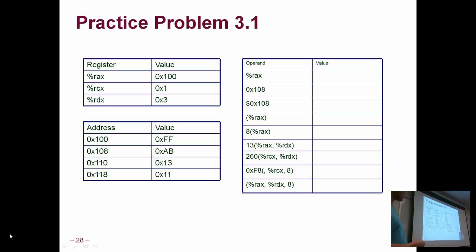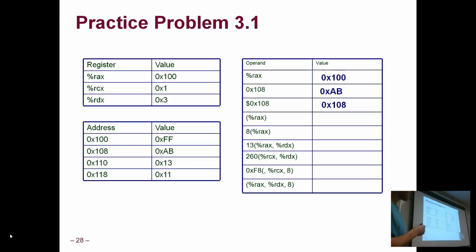Okay, so the first one is RAX. So the value is whatever's in RAX. So that's hex 100. This is the absolute memory mode, hex 108. This specifies an address that you go in memory to and return whatever's there, and what's there is hex AB. The dollar hex 108, this is your immediate mode. So treat this as a constant and then load that value. So this is hex 108.